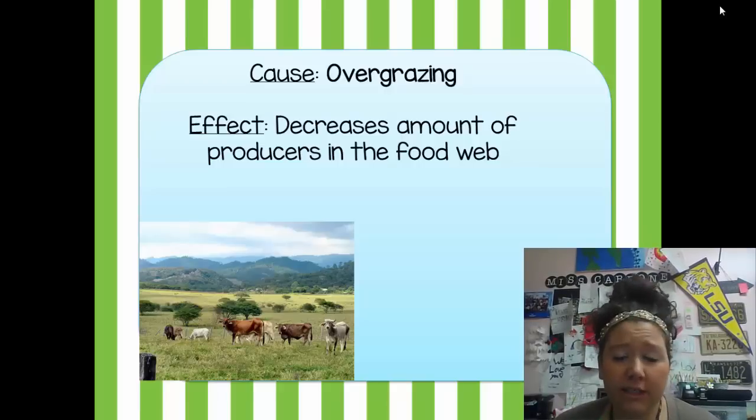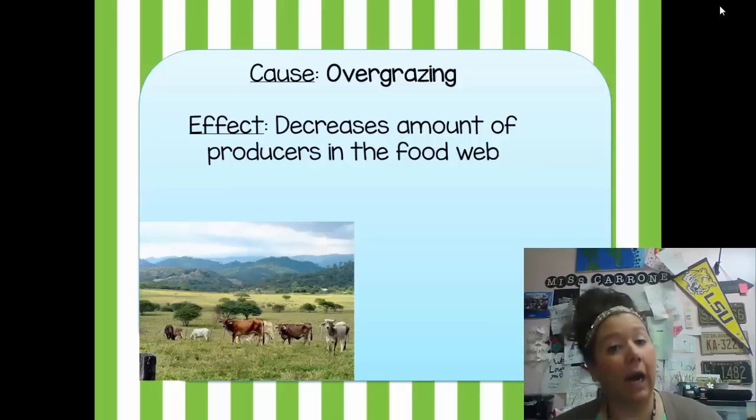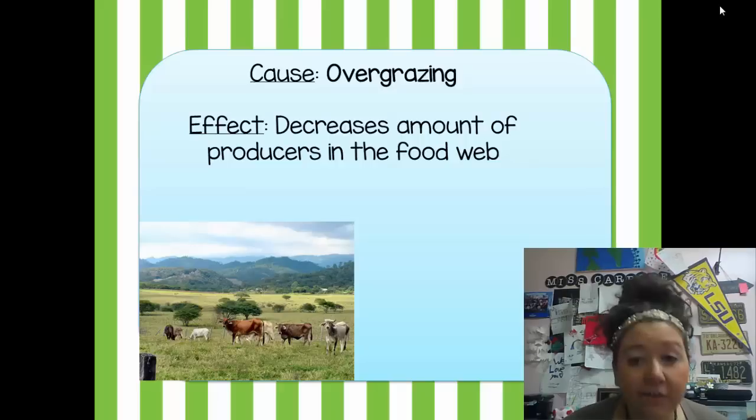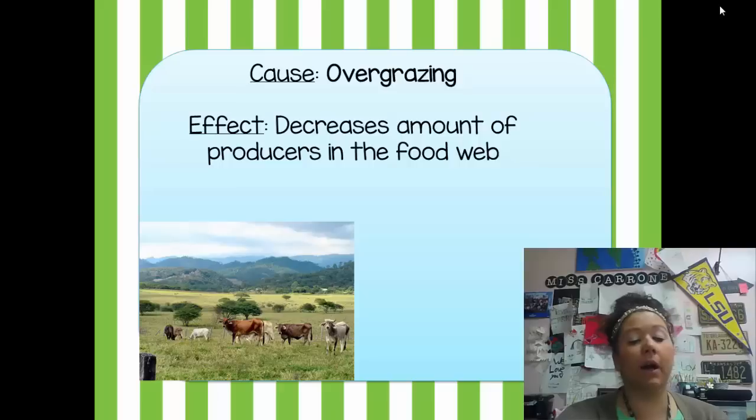Another cause is called overgrazing, and this is caused by the organisms themselves. Overgrazing is when there are too many herbivores grazing, and grazing just means they're eating the grass. When there are too many herbivores eating the grass, the plants are not able to exist anymore because they're eating so much of it that it significantly decreases the amount of producers in the food web. It starts at the bottom where it affects that organism, and then it just keeps on going. And if there's too much overgrazing, then it's not good for the plants, and they can't reproduce like they would normally do with their life cycle.